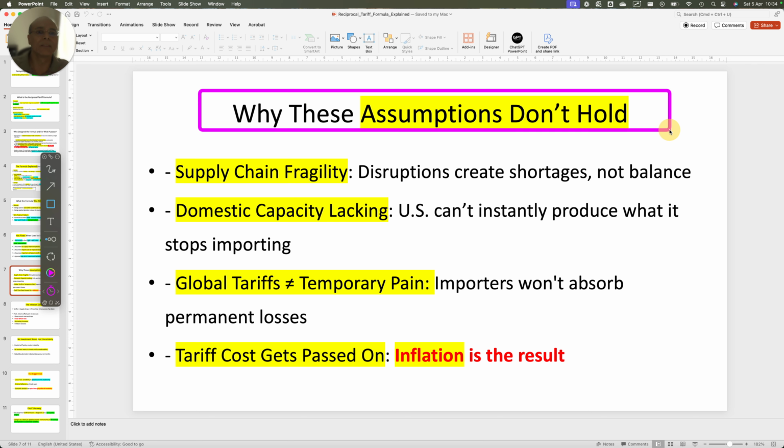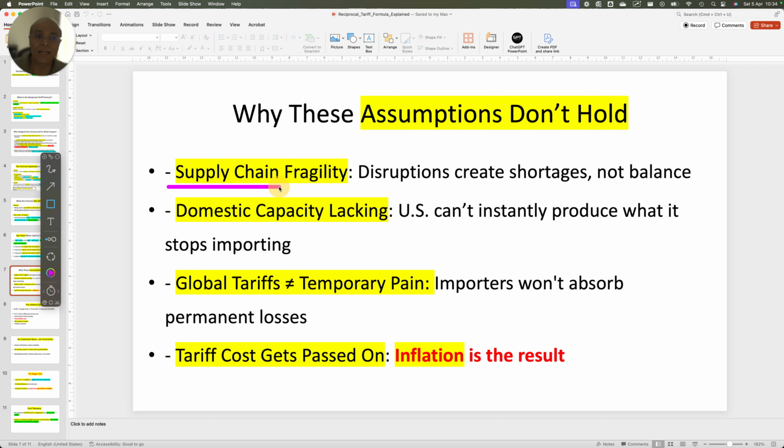Why do these assumptions not hold? Supply chain fragility. Disruption creates shortage, not balance. You understand? It creates shortage. So suppose because of this formula being applied, the tariff is imposed, as you are assuming that you are going to completely demolish this trade imbalance between the US and other countries, and then you are setting the tariff rates to a level, then all the other assumptions, supply chain, fragility, etc.